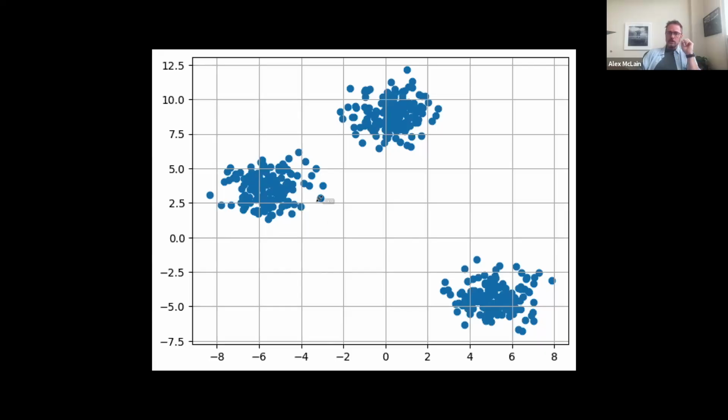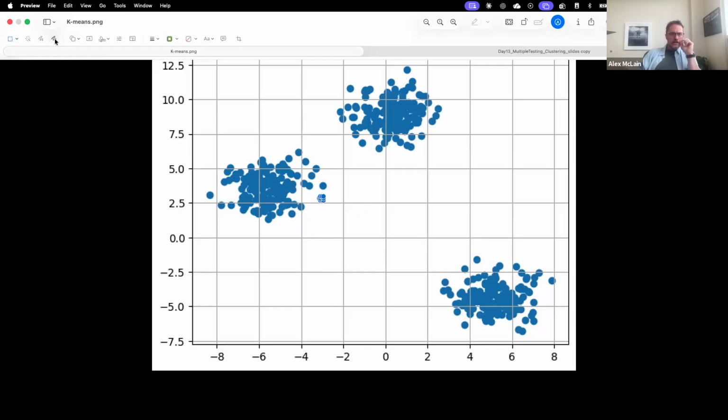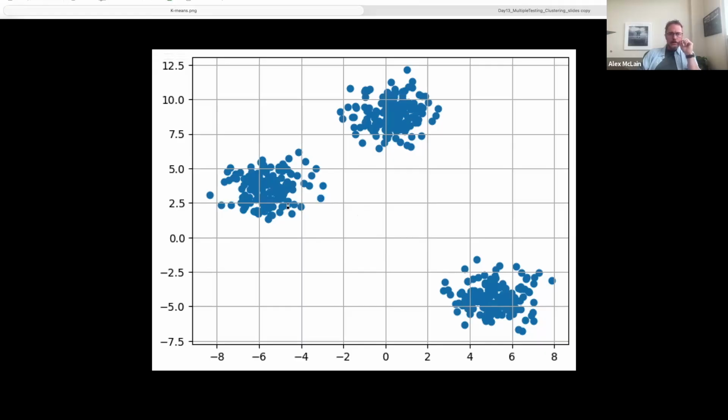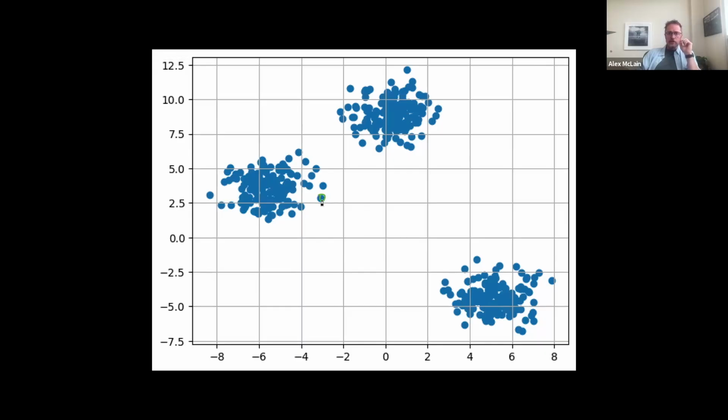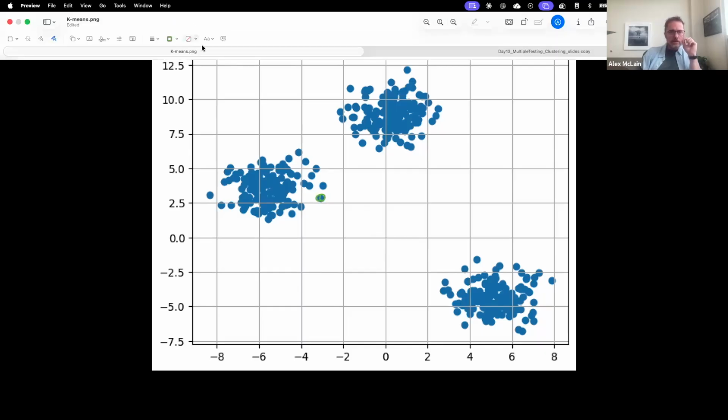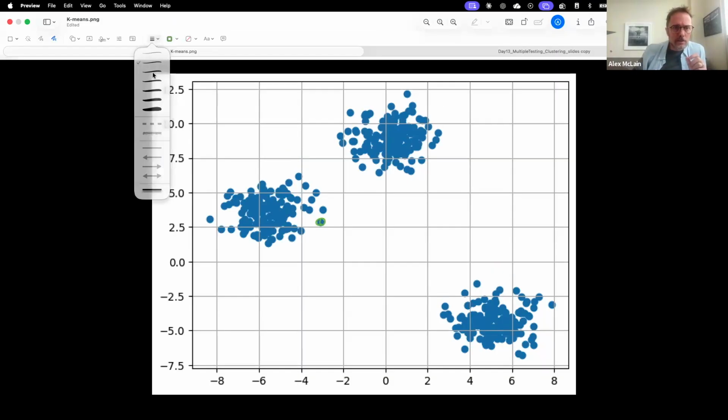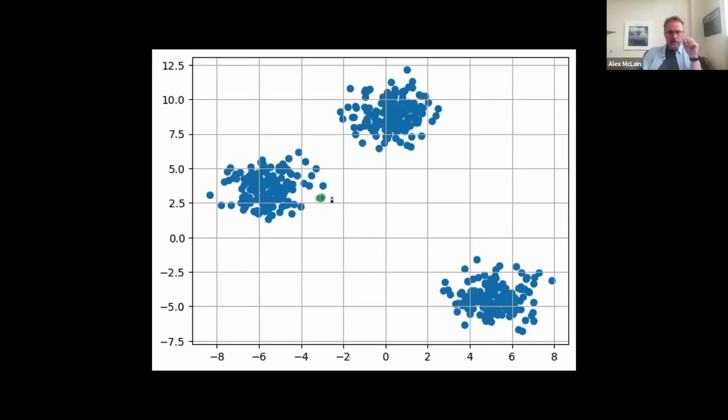So let's start by saying we select a point here. Let me get this a little thicker so we can see it. We get a point here, maybe we get a point right here, and then maybe we get a point right here. So we randomly select 3 points.